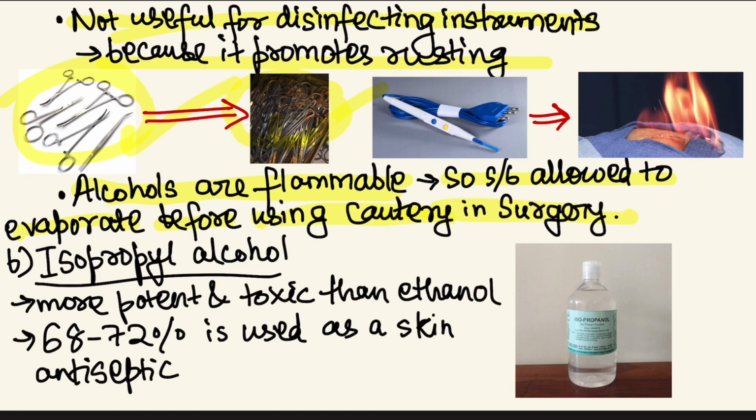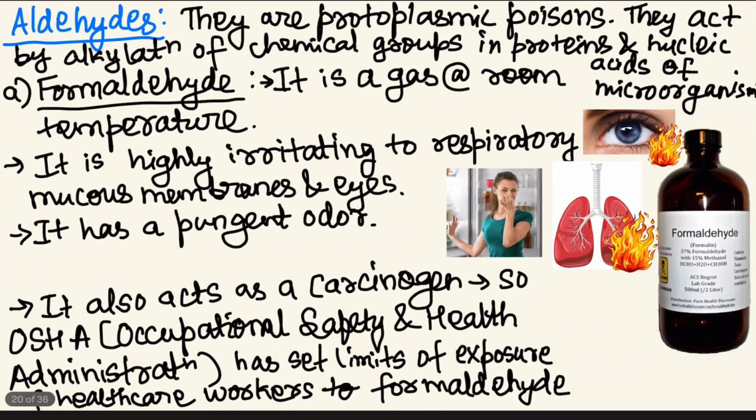So as you can see, this is an instrument, a monopolar cautery. If we use it even before the alcohol is dried, it can lead to formation of flames and fire. Then we have isopropyl alcohol, which is more potent and also more toxic than ethanol. In 68 to 72% concentration, it is used as an antiseptic.